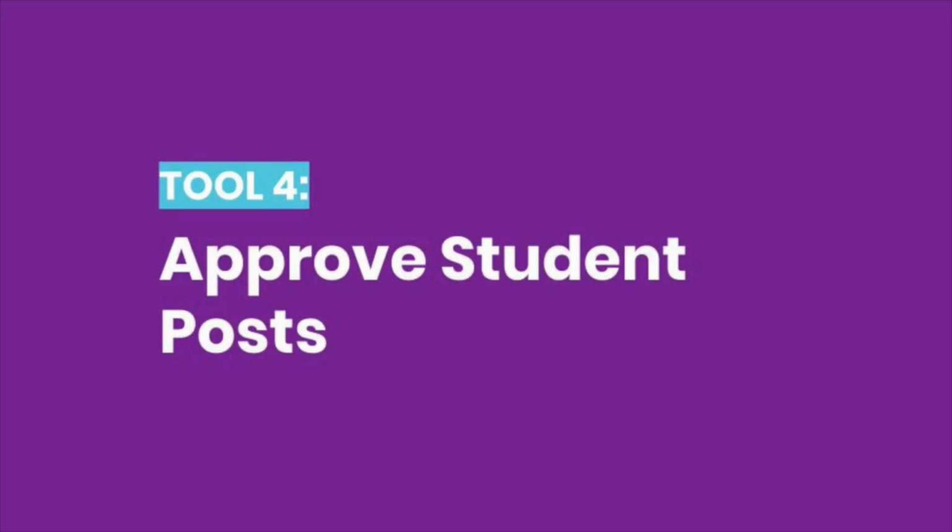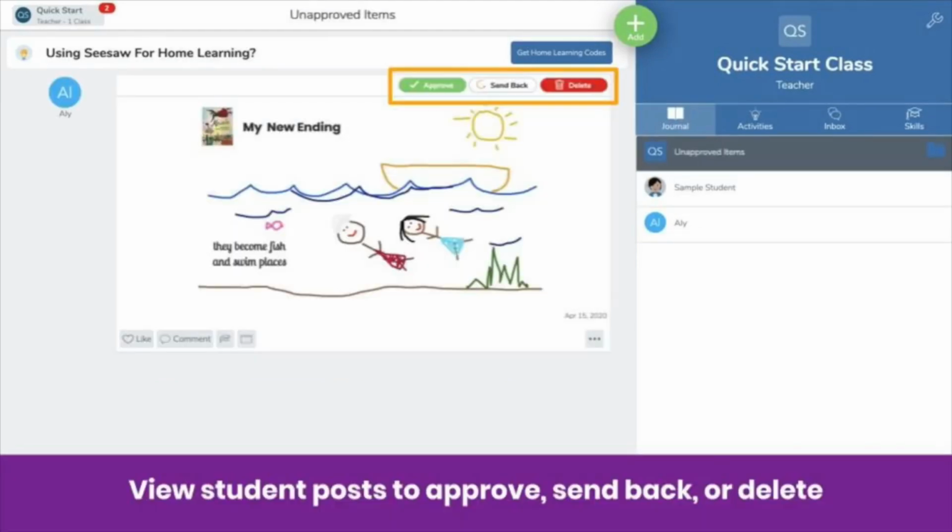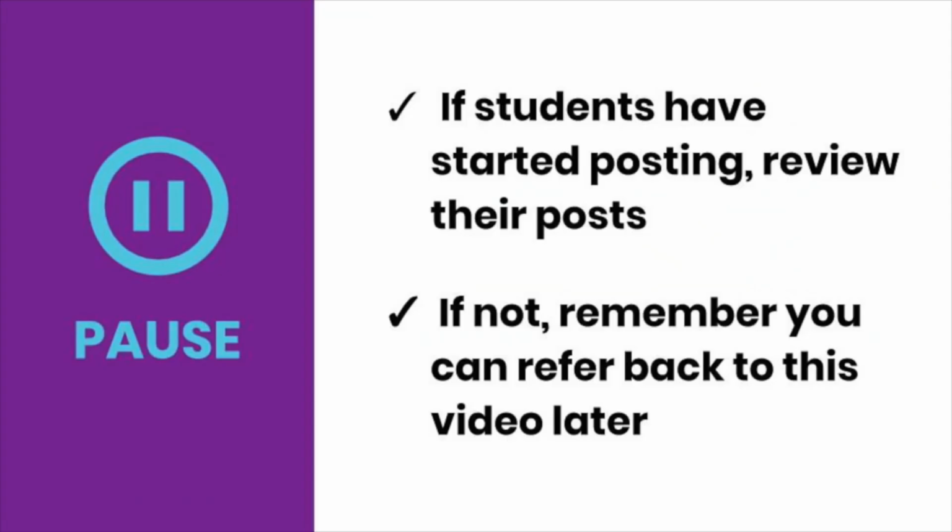Keep in mind that all student posts are approved by you, the teacher, before they're added to the class journal. Here's how the approval flow works. When students submit a post, you will see a red bar on the bottom of your screen. Click Review. You will see all posts that need approval. You can click on a post to view it, then decide if you want to approve, send back, or delete it. Pause the video now.